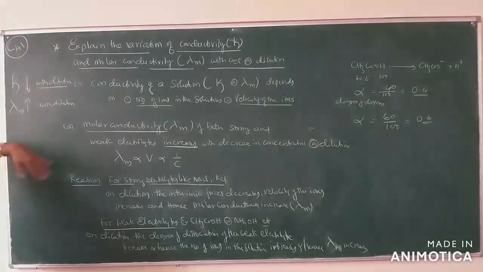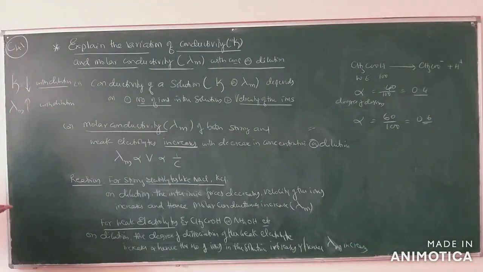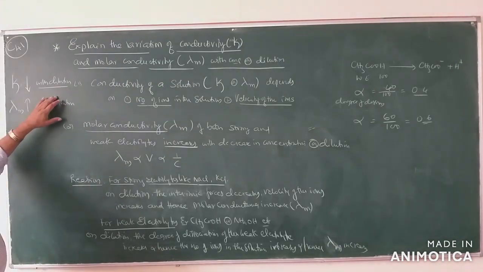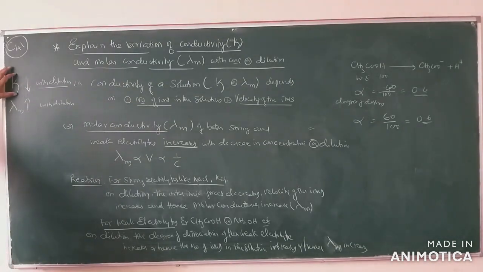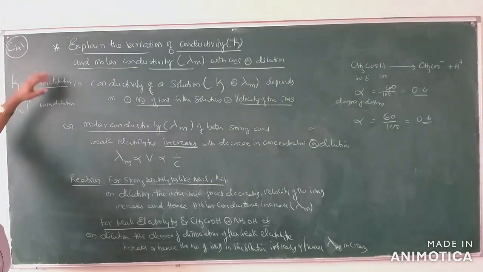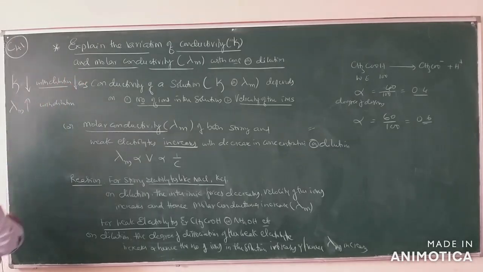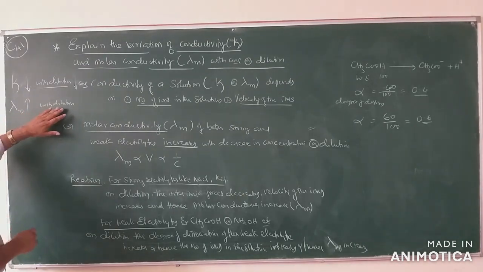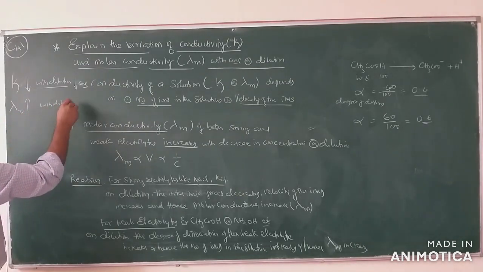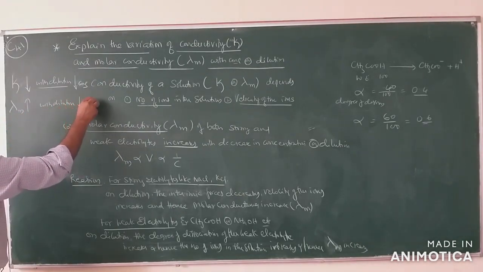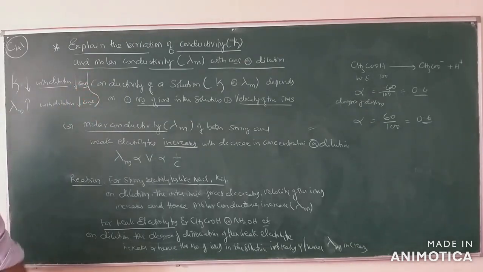Dilution means addition of more solvent. So if more solvent is added, the concentration of the solution decreases. So specific conductance decreases with dilution, or with decrease in concentration. Molar conductivity increases with dilution, or decrease in concentration. So this is the outcome of this question.